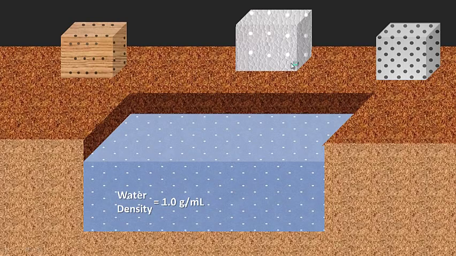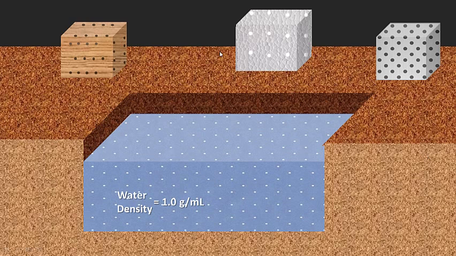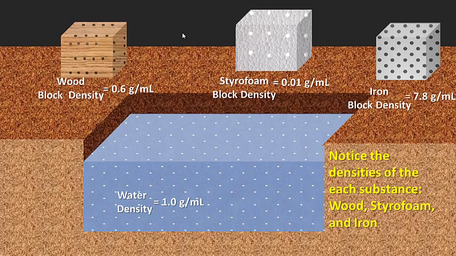Well, that's nice because objects with a density of greater than 1 will sink in water, and objects with a density of less than 1 will float in water. So let's come back to our 3 cubes here. Remember, the dots represent the molecular arrangement. Notice the densities of each substance: wood has 0.6, styrofoam block is 0.01, and the iron is 7.8. Water density is 1.0. We just learned that.